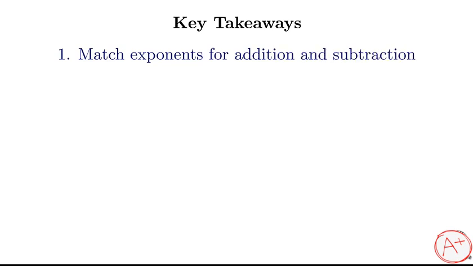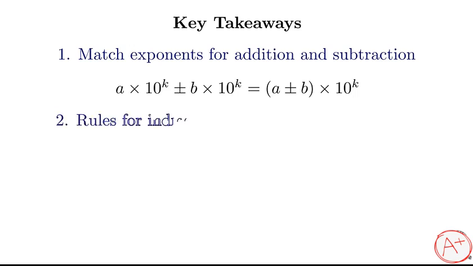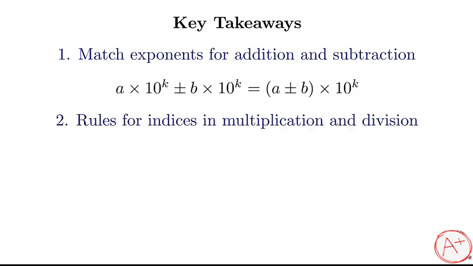To succeed with scientific notation in your IB exams, remember these essential points. First, when adding or subtracting, you must rewrite the numbers so they share the same power of 10. Always adjust the smaller exponent to match the larger one to avoid extra steps later. Second, apply the laws of indices correctly. Add exponents when multiplying and subtract them when dividing. Pay close attention to negative signs during subtraction.